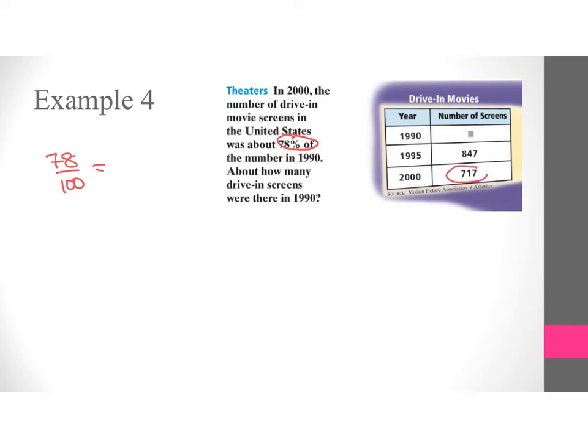So I need to come over here and look at my table and see how many screens there were in 2000. So in 2000, we had 717 movie screens, and that was 78% of what we had in 1990. So that means I know what my part is, I just don't know what my whole is. So now if I cross multiply, I end up with 78x equals 71,700. And when I divide by 78, we get something that's close to 919 movie screens.